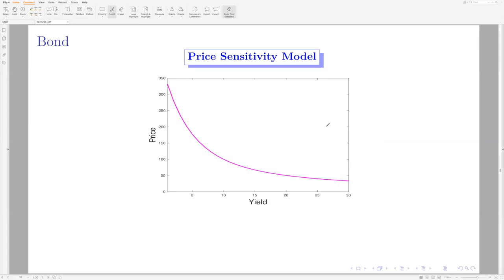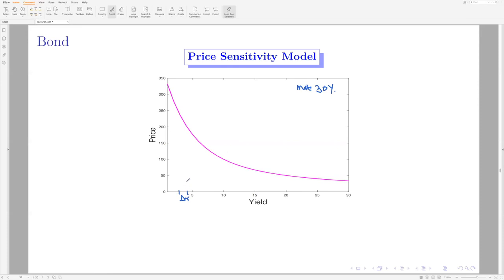If you recall, we had the yield price curve for maturity being 30 years. So here, if you take a small variation in yield, let us call this as delta R.